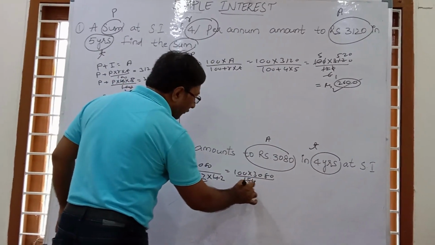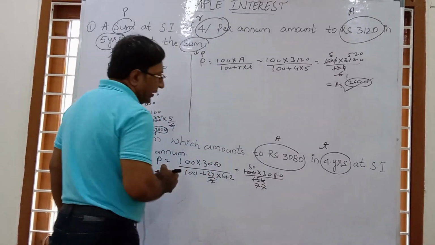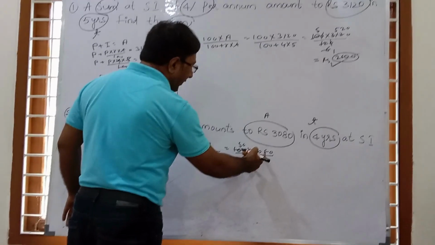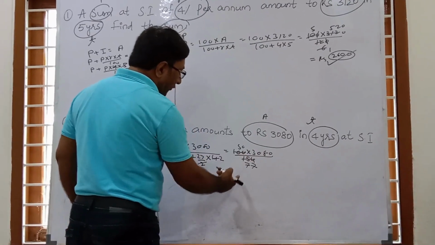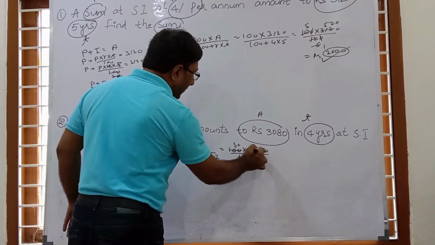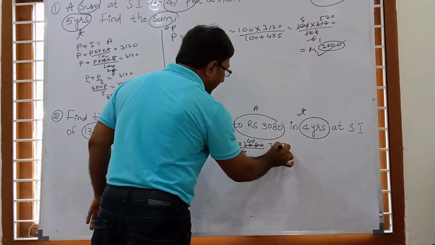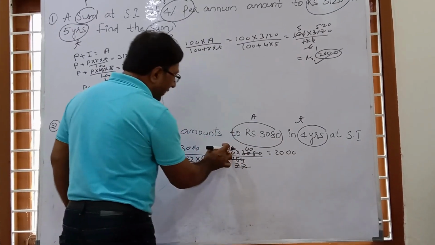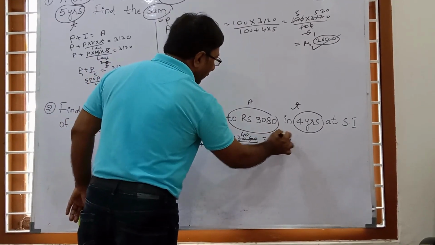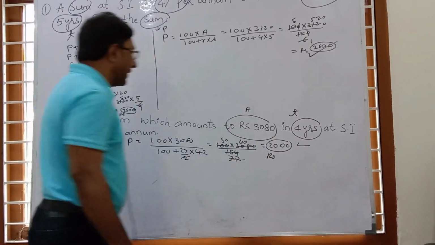Now you can solve this. 2 sevens are 14, 2 sevens are 14 and 2 fives are 10. Now 4 sevens are 28, carry 2, 28 to 30. So 77 fours are 308. So 5 fours are 20. Now 20, so your answer is what? 2000 rupees is the correct answer.